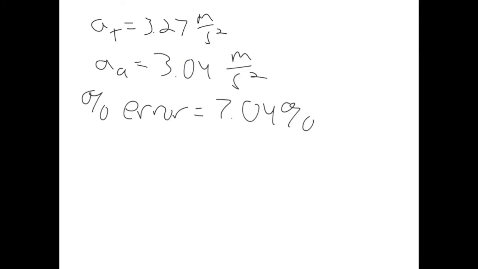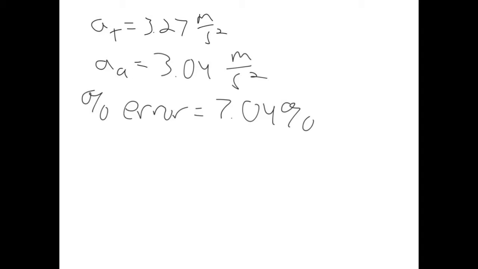It's mad tight, bro. So as Hari pointed out, the theoretical acceleration is 3.27 meters per second squared, whereas the actual or experimental acceleration is 3.04 meters per second squared, yielding a percent error of 7.04%. Now, what this means is that our actual value was 7.04% less than the theoretical value. This makes sense if we think about it, because the theoretical value does not take into account other factors that may exist, like friction or air resistance.